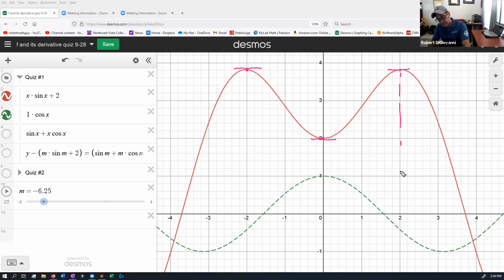I look for an x-intercept. Crap, I don't have one. Go down here, no x-intercept on the dotted one. Go down here, no x-intercept. What? It's not right, right? Let's go a little further.